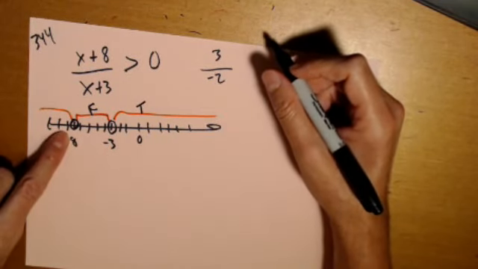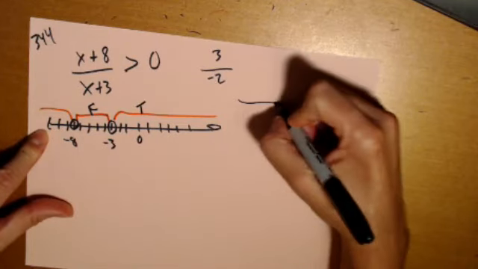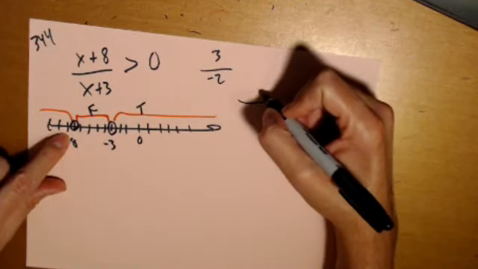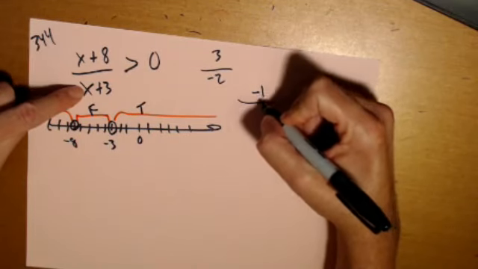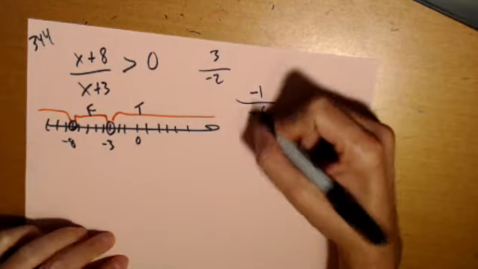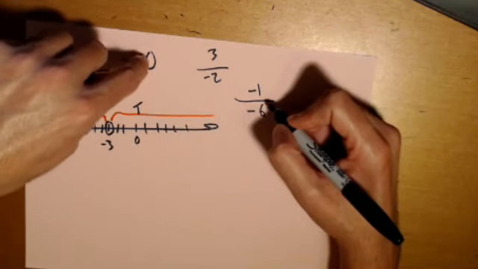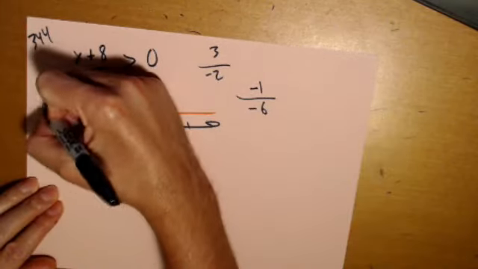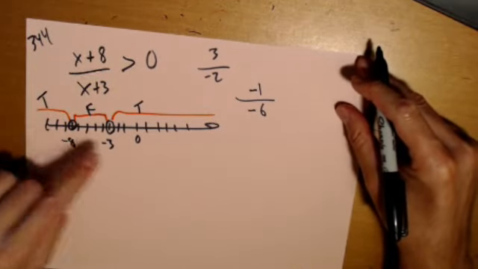Over here, negative. You could pick -9, -10, -11, whatever's easiest. Let's pick -9. So if I put -9 in, that's -1 on top and -6 on the bottom. So negative over negative is positive, 1/6. Is 1/6 greater than 0? Yes, true. You'll notice that they keep alternating: true, false, true, false, true, false.